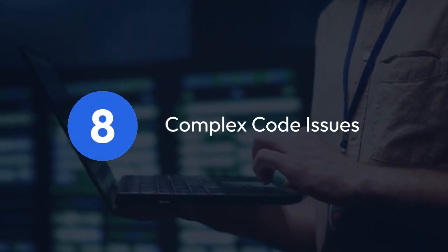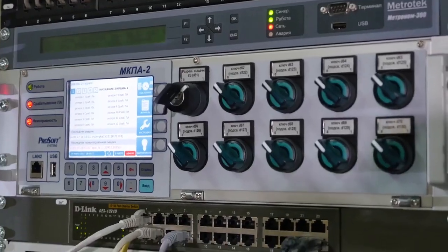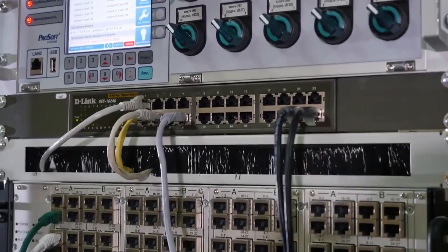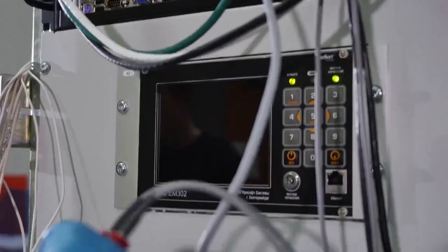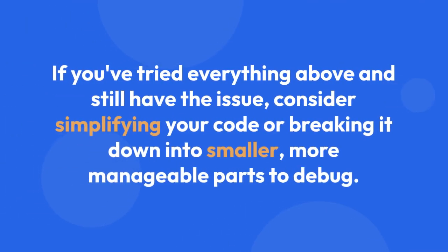8. Complex code issues. In rare instances, very complex or poorly structured code can sometimes cause problems during the debugging process. If you've tried everything above and still have the issue, consider simplifying your code or breaking it down into smaller, more manageable parts to debug.